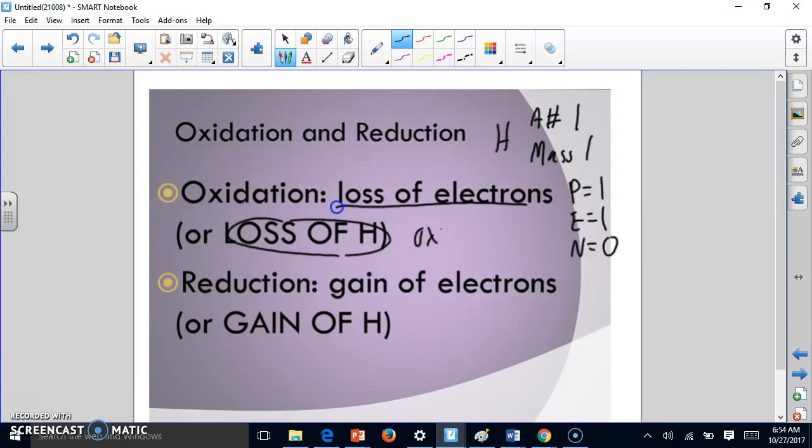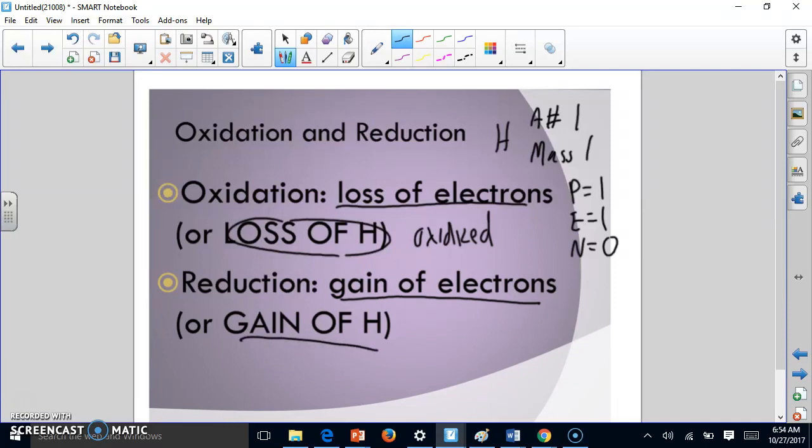I'll write that. Or that an oxidation has occurred. In the same reaction, if something is oxidized, something else must be reduced, okay? And things that are reduced either gain electrons or gain hydrogen.